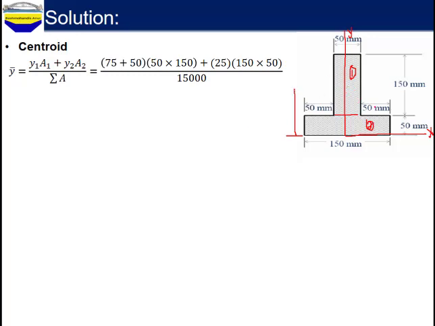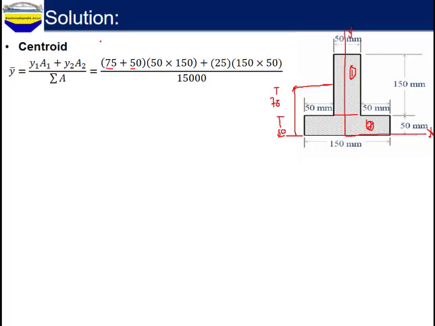Okay, what is the center of shape 1? Shape 1, its height is 150 mm and its centroid is 150 divided by 2, which is 75. Okay, around here. Therefore, the distance 75 is the center of shape 1, and from here there is 50. Therefore, 50 plus 75.